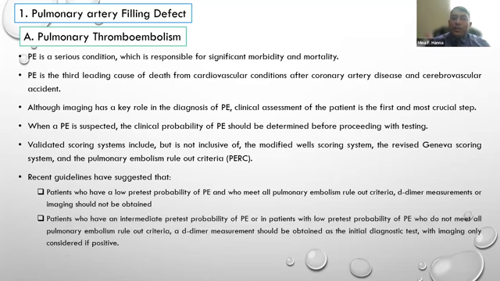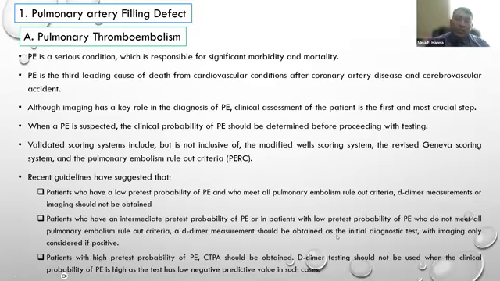Patients who have an intermediate pretest probability of PE, or patients with low pretest probability of PE who don't meet all pulmonary embolism rule out criteria, start with the D-dimer measurement, which should be obtained for initial diagnosis, with imaging only considered if the D-dimer is positive. So the easiest thing to ask any referred case for PE: do you have a D-dimer or not? At least. So even if they didn't test the patient or examine the patient, if the D-dimer is negative, don't refer the patient. They have to look for other causes of chest pain or tachycardia or tachypnea.